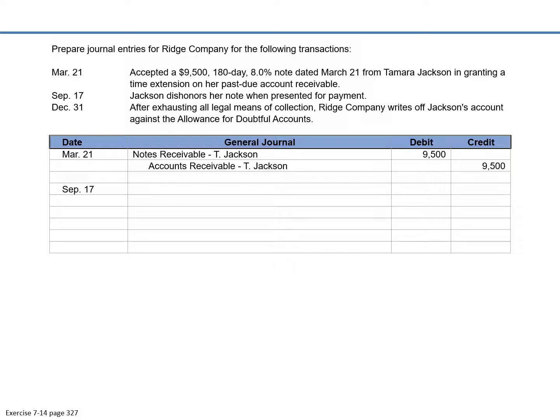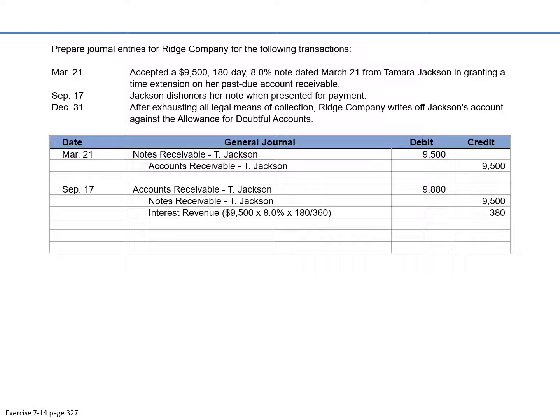Then on September 17th, Jackson dishonored the note when it was presented for payment. So we're going to record our account receivable again, but this time it's going to be equal to the interest plus the original balance, right? So our note receivable was $9,500. We're going to remove that from our books, and we do that with a credit. We're going to record the interest revenue of the $9,500 times 8% times 180 days divided by 360, $380. And then we're going to put our account receivable back on the books for the original balance plus the interest, which is a total of $9,880.